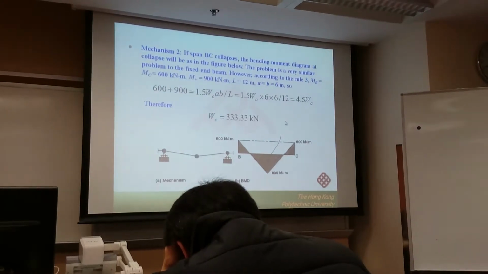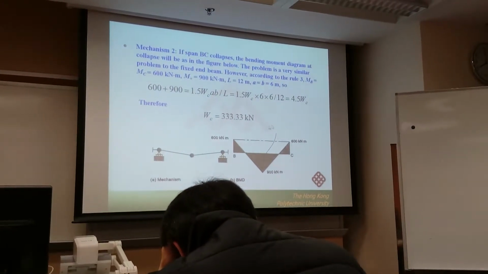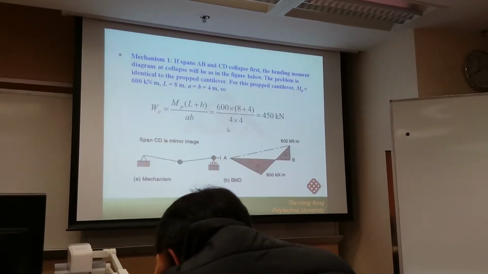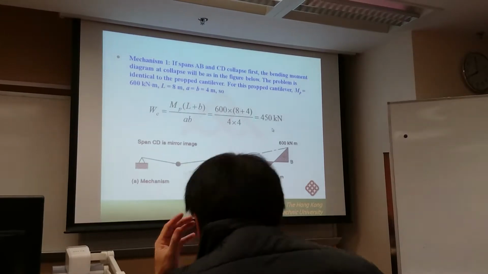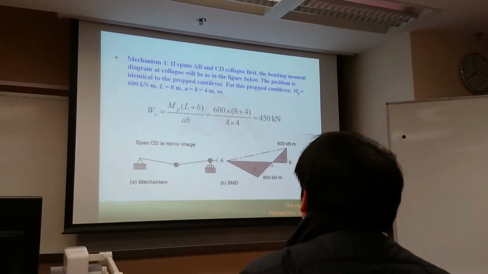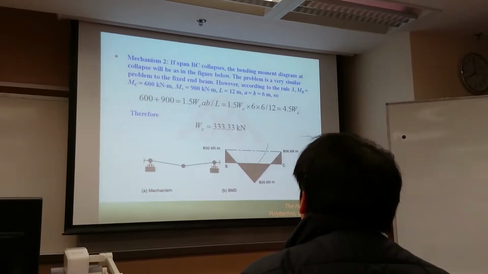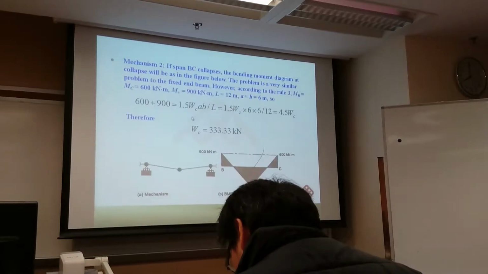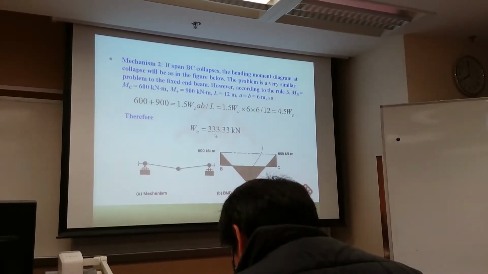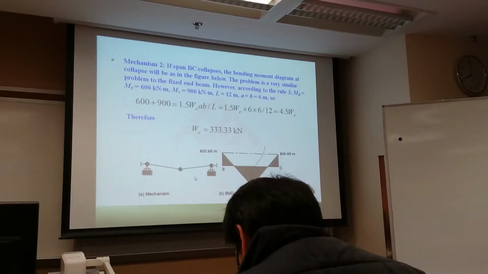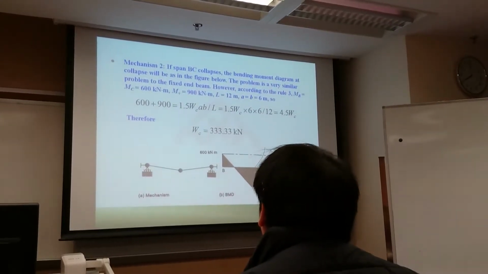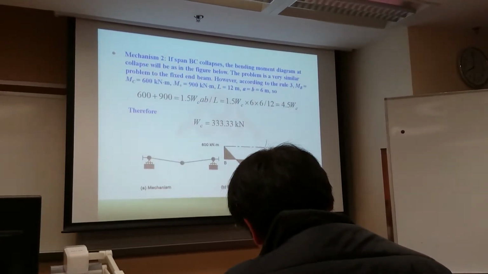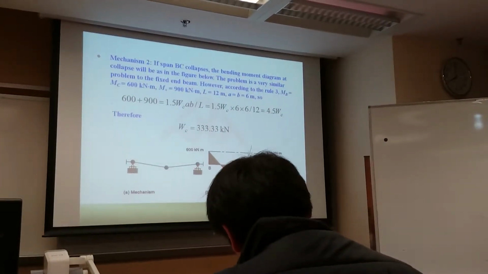Okay, I just need to do a little bit of change to the question. Then we have obtained two values. One is 333 and the other one is 450. So which one is the real collapse mechanism? Of course, the second one. Because when you apply the external force equal to 333, the second span, the internal span, has already collapsed. So the structure is already partially collapsed. So this is a collapse force.